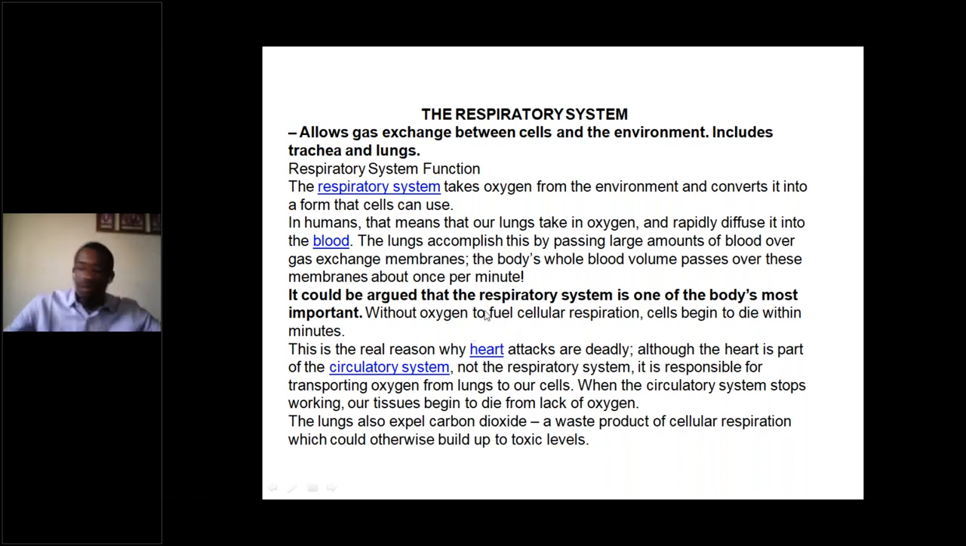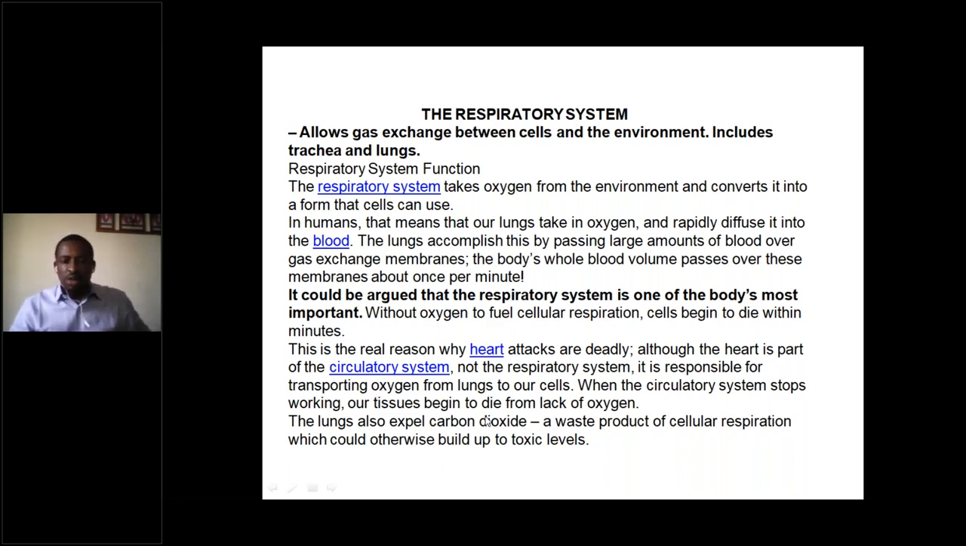Without oxygen, there will be no fuel. Oxygen is actually like a fuel for cellular respiration. Without it, cells begin to die. Okay, so a heart attack is deadly because when there is a heart attack, there is a problem with what? Blood circulation. And when there is a problem with blood circulation, it also impacts the respiratory system. Why? Because enough blood is not picked up at that membrane, the membrane we talked about here.